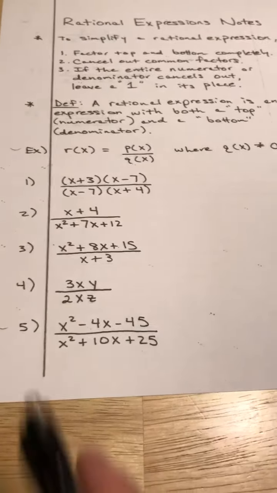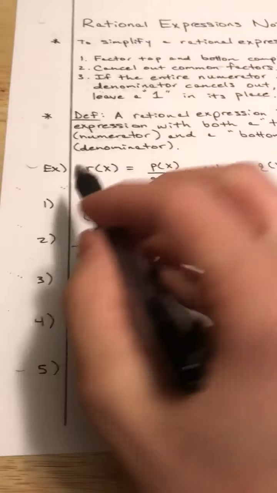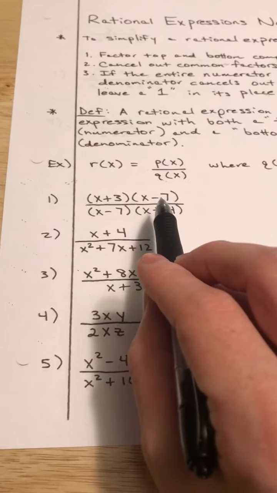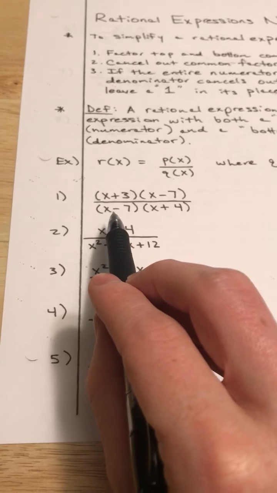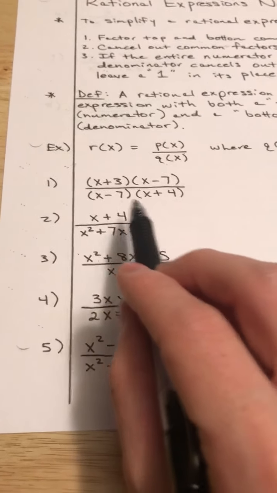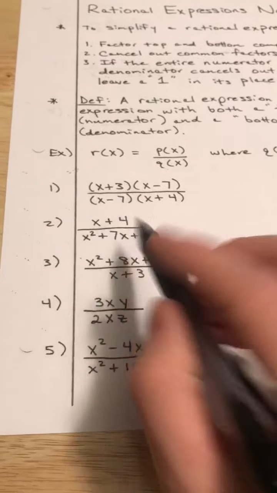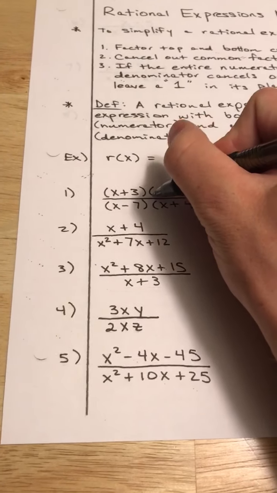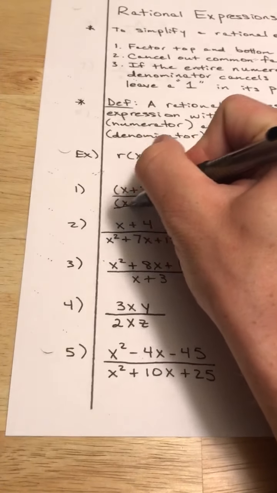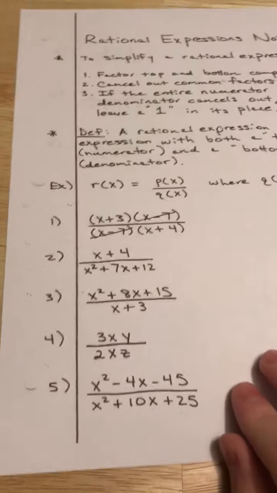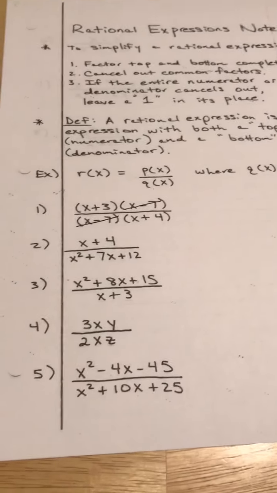So let's go ahead and try number 1 right here. Notice that we got x plus 3 and x minus 7 on top, but on the bottom we got x minus 7, x plus 4. Well, the x minus 7's match up. So what I'm going to do is I'm going to cross those out, because if they match up, I can cross them out.